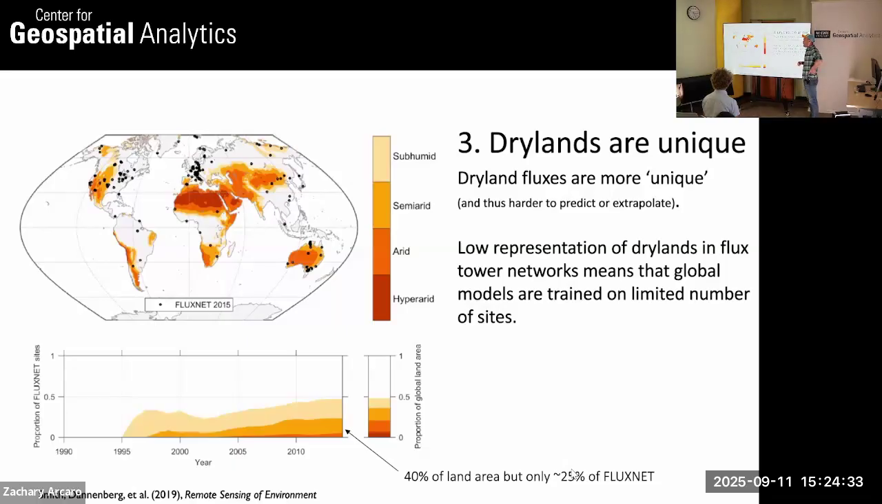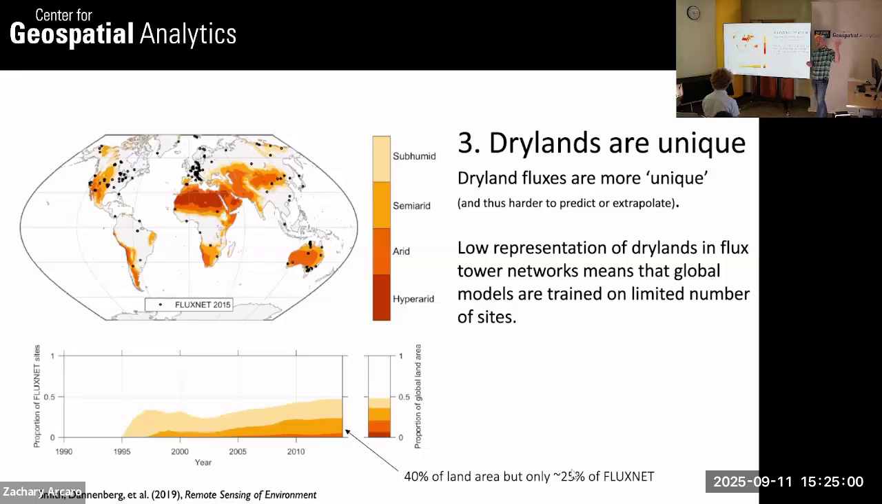Relatively few of them are in drylands. This is showing the proportion of this FluxNet network that is within a dryland system. And up until recently, drylands were wildly underrepresented in this flux tower database. Mostly the towers are located in extratropical forests and in croplands. And there are relatively few in arid and semi-arid sites.